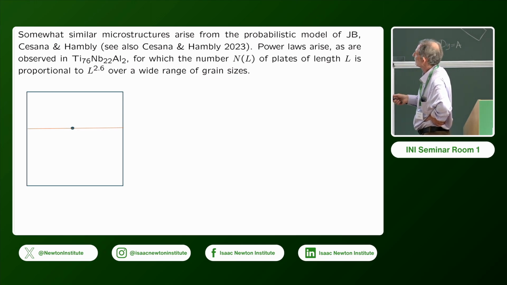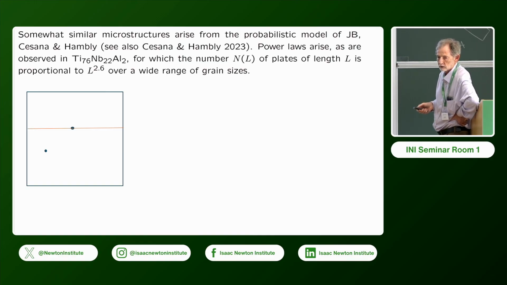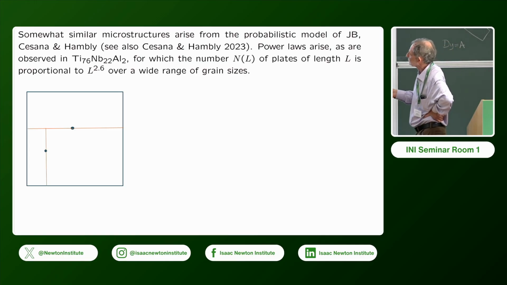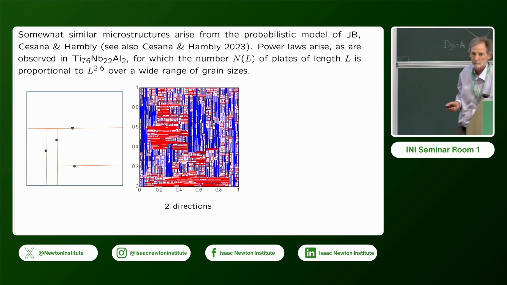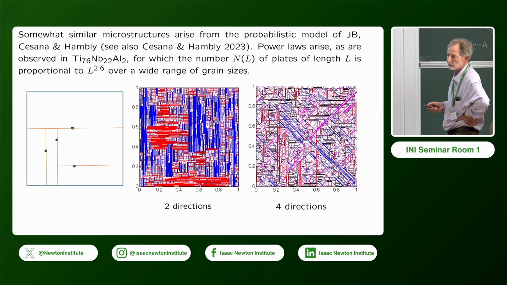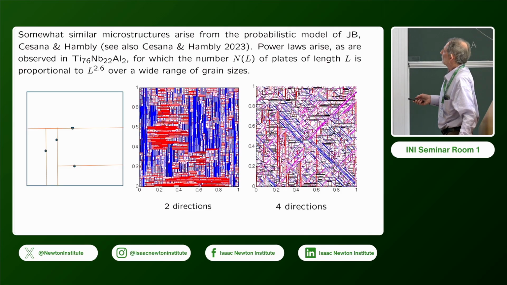And now I take another nucleation site at random, and again I choose with probability 1/2, either a horizontal interface or a vertical one, right? So suppose I choose a vertical one. Now I'm only allowed to go as far, well, I can go to the boundary, but I'm only allowed to go as far as the preceding plate, okay? And then you continue like this, okay? And then you get a picture like this for two directions, okay? And for 4 directions, you get a picture like this. So these pictures are not so completely unlike what you see in that microstructure.